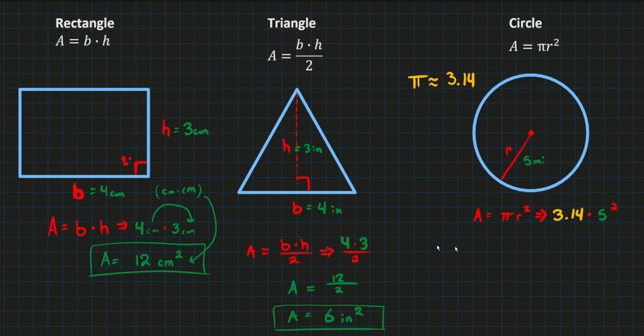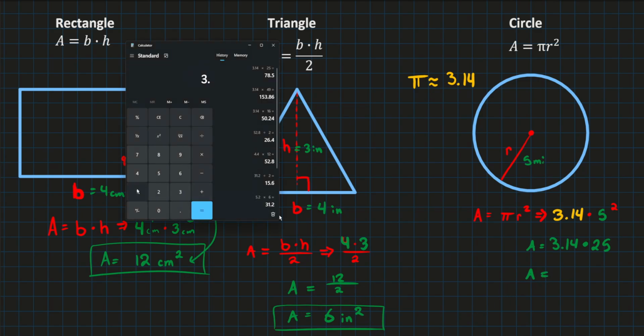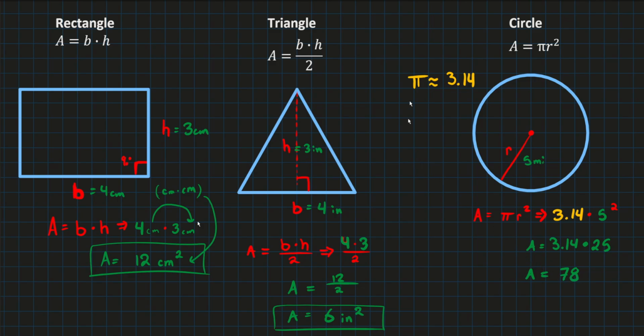Area would be 3.14 times, what's 5 squared? 25. And then what is 3.14 times 25? I don't know. Let's get a calculator. 3.14 times 25, 78.5. About. Again, this is roughly because we didn't use the whole thing of pi, but 78.5. So this is approximately 78.5 miles. And remember, are we doing a one-dimensional or a two-dimensional distance? We're doing two dimensions, so miles squared.